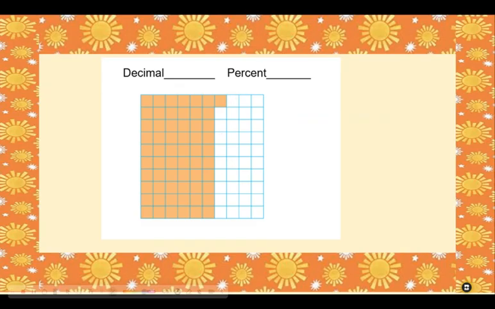Okay, so here's one for you to try. So the decimal, so 10, 20, 30, 40, 50, 60, 1. So it's 61 hundredths, right? There's 100 little squares here. So what is that as a percent? Move your decimal 2 times to the right, 61%.